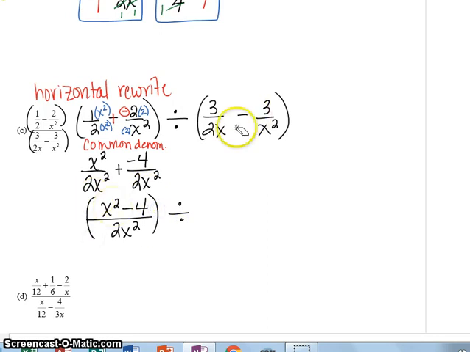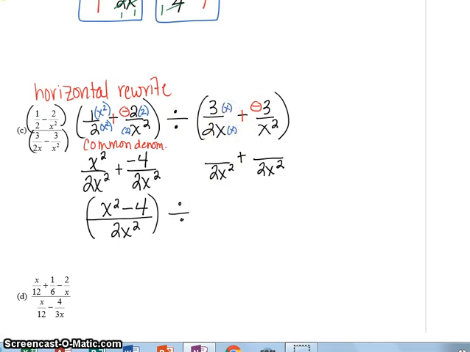I'm going to do the exact same thing for this fraction. So I have to get common denominators. Again, don't forget it's subtraction, so I just go plus negative. 2x and x squared are going to have a common denominator also of 2x squared. Now, how does a 2x change to a 2x squared? I multiply by an x. What I do to the denominator, I must do to the numerator, and it results in a 3x. Again, guys, because 2x times x is 2x squared, so therefore I'm going to get a 3x up top.